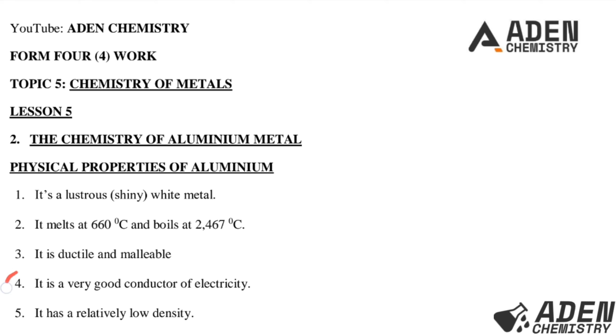Number 4, it is a very good conductor of heat and electricity. Remember, aluminum is a metal, and metals are generally good conductors of heat and electricity, due to the presence of delocalized electrons. Lastly, it has a relatively low density. We are even told the density of aluminum is a third of the density of iron.